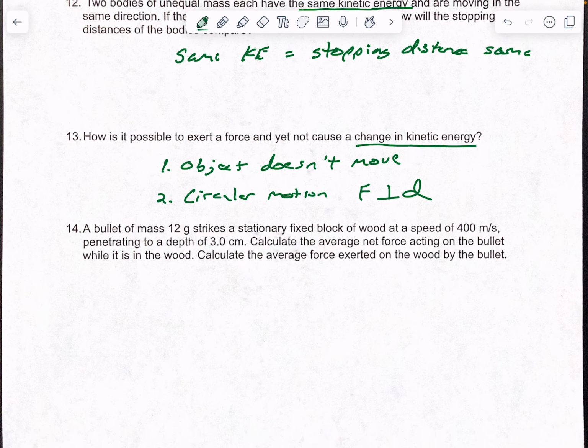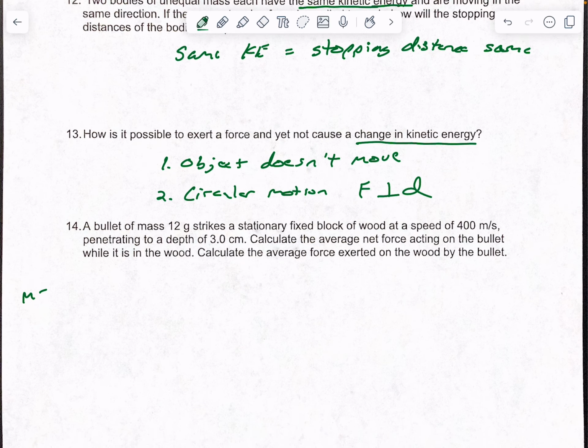Fourteen: a bullet of mass 12 grams. Let's fix that. We can't have grams, so divide by 1,000, and that's 0.012 kilograms. It strikes a stationary block of wood at a speed of 400 meters per second, so there's your VI, penetrating to a depth of 3 centimeters. Let's fix that too: divide by 100, and you get 0.03 meters. Calculate the average net force. Just because you see net force here, you're still just looking for force, so force is your question mark here, acting on the bullet while it's in the wood.